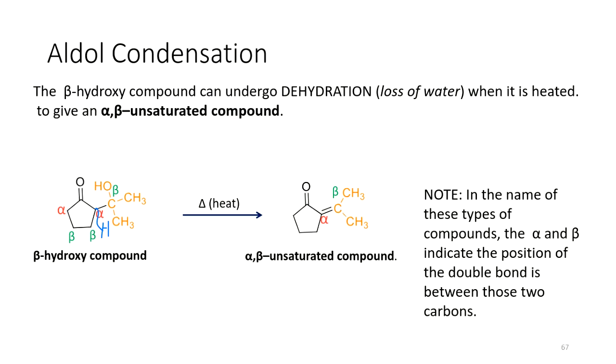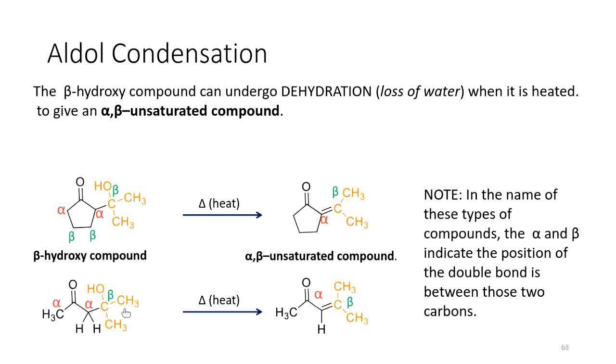And the final slide is just showing you the other example. This was the other beta hydroxy compound that we just made from that other reaction. We're going to lose a hydrogen from the alpha carbon and an OH from the beta carbon, and we're going to have a double bond where they used to be. And this is also known as an alpha beta unsaturated compound.